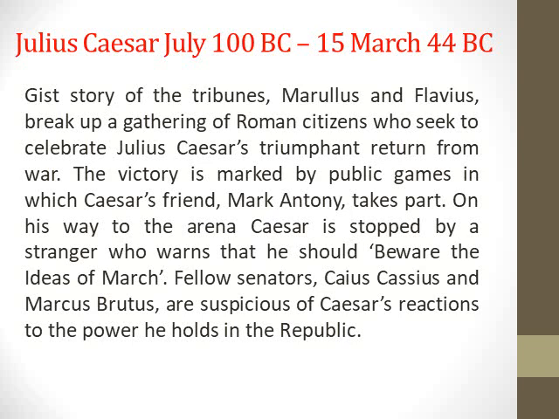Julius Caesar, July 100 BC to 15 March 44 BC. The story begins with the tribunes. Marullus and Flavius break up a gathering of Roman citizens who seek to celebrate Julius Caesar's triumphant return from war. The victory is marked by public games in which Caesar's friend, Mark Antony, takes part. On his way to the arena, Caesar is stopped by a stranger who warns him to beware the Ides of March. Fellow senators Cassius and Marcus Brutus are suspicious of Caesar's reaction to the power he holds in the Republic.